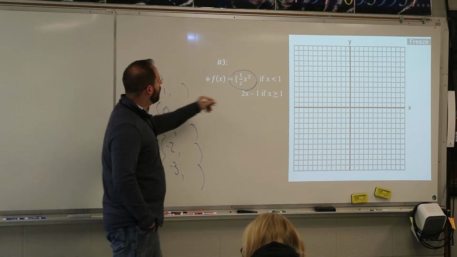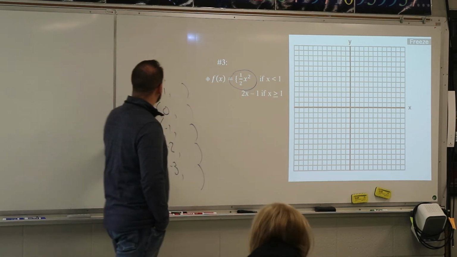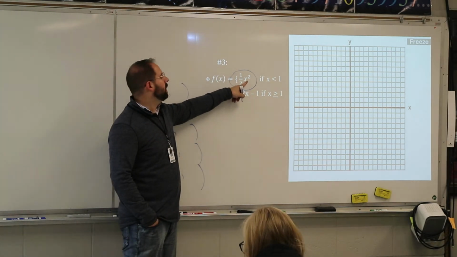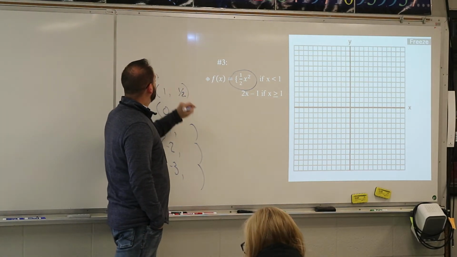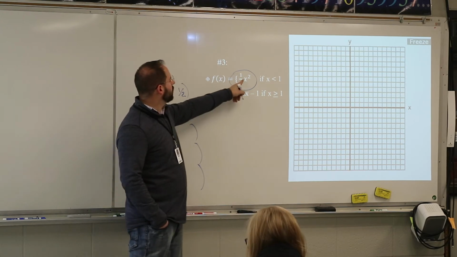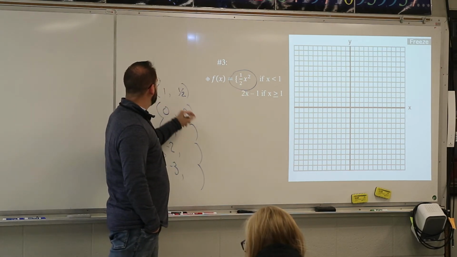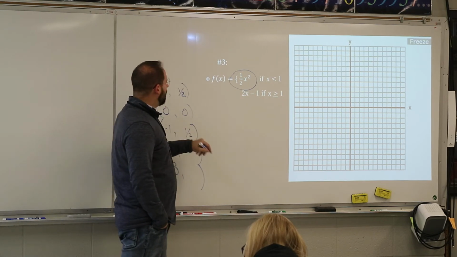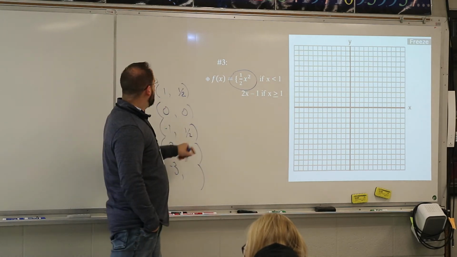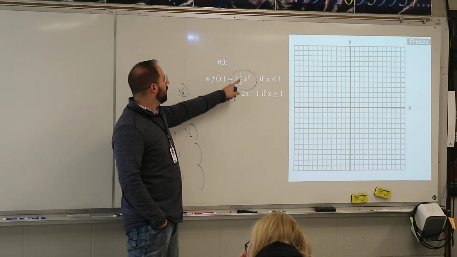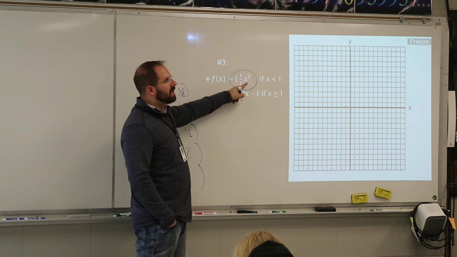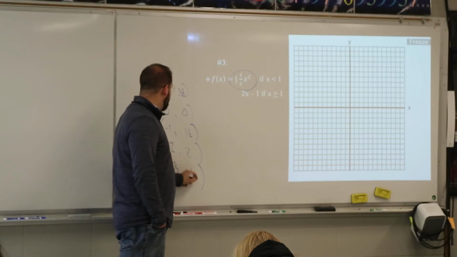So when I plug in 1, if you circle the less than 1, this would be an open circle here. 1 squared is 1. Cut it in half, get half. When I plug in a 0, 0 squared is 0 times half is 0. Negative 1 squared is 1. Cut it in half, get half, because the squared gets rid of the negative. Negative 2 squared is 4. Positive 4. I cut it in half, I get 2. And negative 3 squared is 9, cut it in half, I get 4.5.